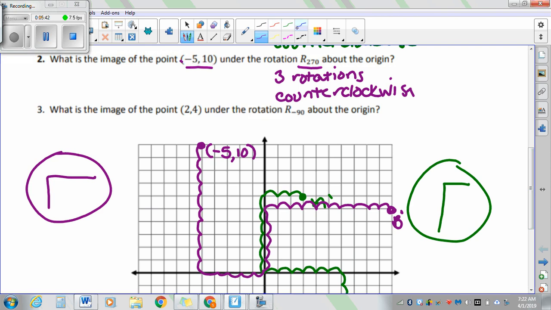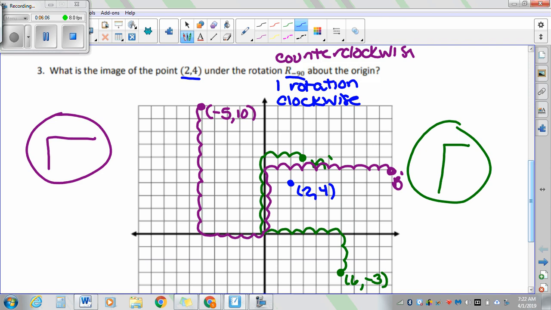All right, the last one, I'll change colors one more time. The image of the point 2,4 under the rotation R negative 90. So 2,4 is right here. R negative 90. 90 is always one rotation, and because it's negative, that is clockwise.